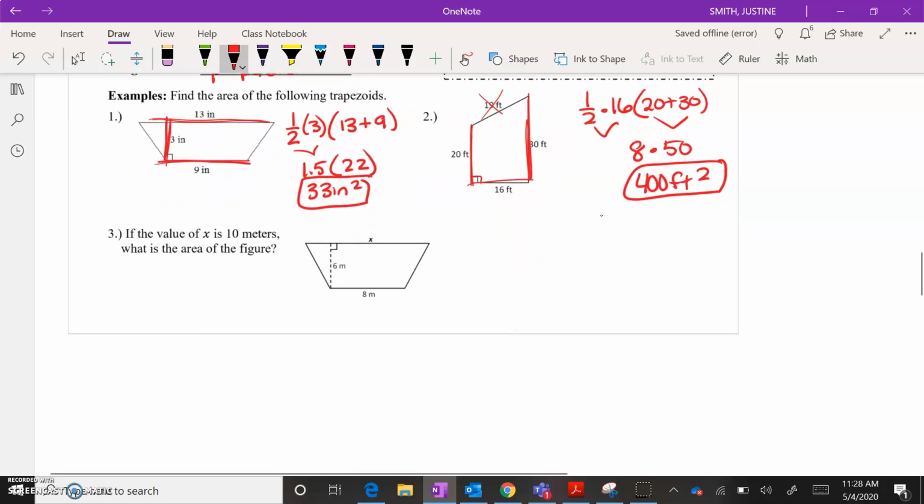Okay, and then the last one here is the value of x is 10 meters. Okay, what is the area? So again, I have my height, I have my two bases. So 1/2 the height, and then base 1 plus base 2. So half of 6 is 3, and 3 times 18 gives me 54.